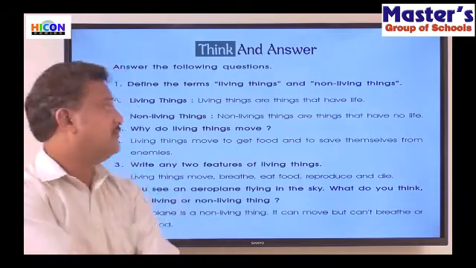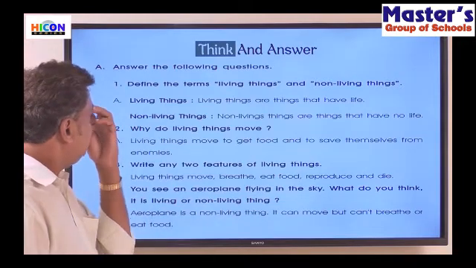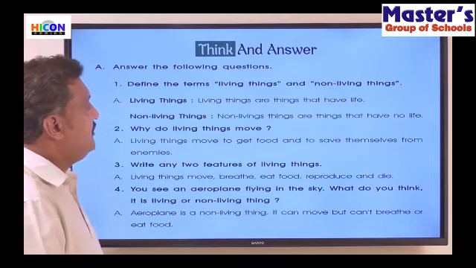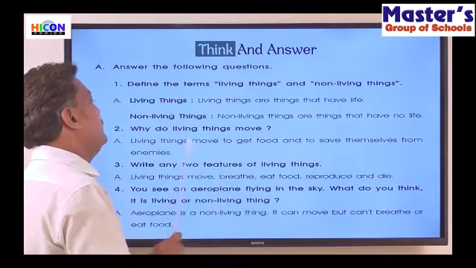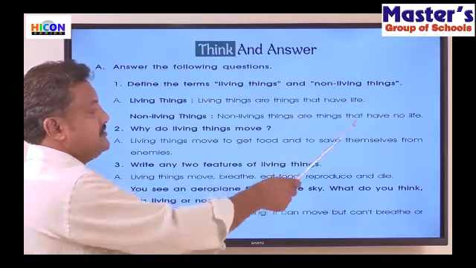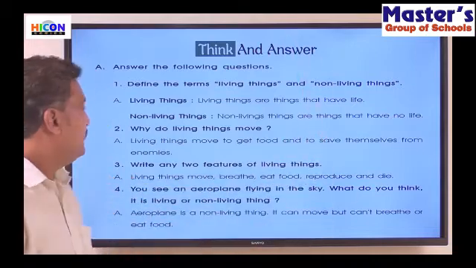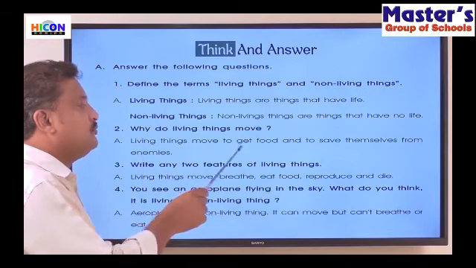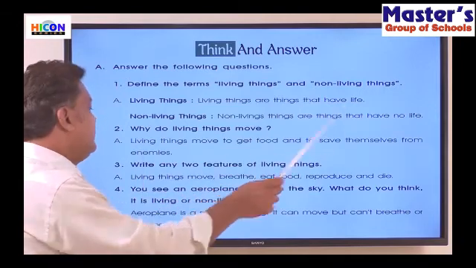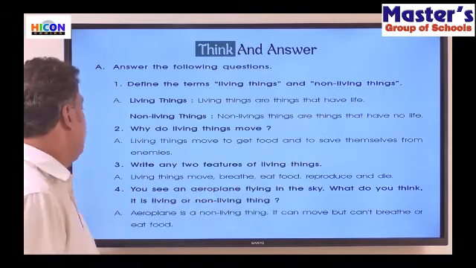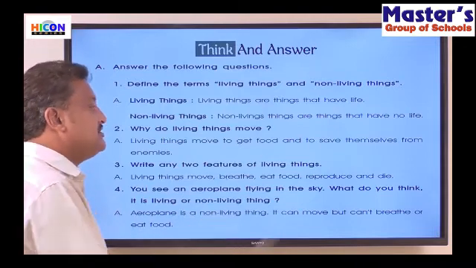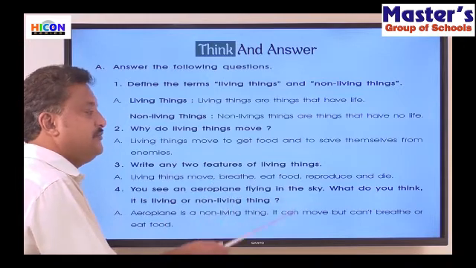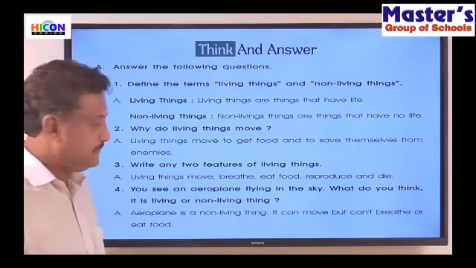So the 4 questions. 1. Define the terms living things and non-living things. Living things are things that have life. Non-living things are things that have no life. 2. Why do living things move? Living things move to get food and to save themselves from enemies. 3. Write any 2 features of living things. Living things move, breathe, eat food, reproduce and die.